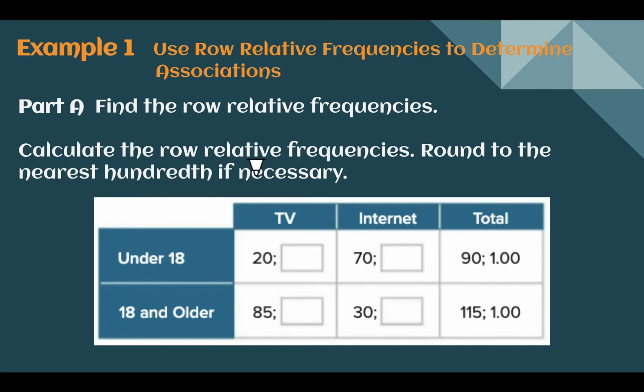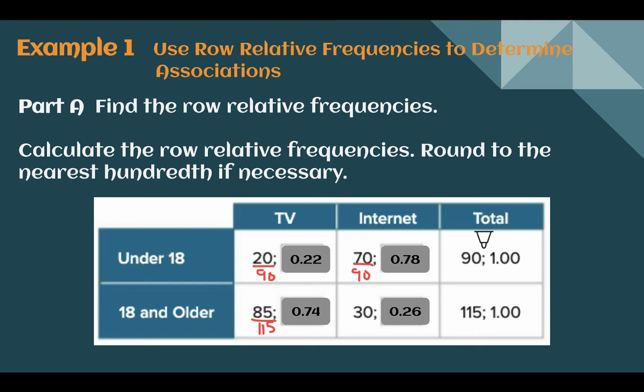So let's find our row relative frequencies. 20 out of 90 is going to be 0.22. 70 out of 90 is going to be 0.78. 85 out of 115 comes out to be 0.74. And 30 out of 115 is 0.26.